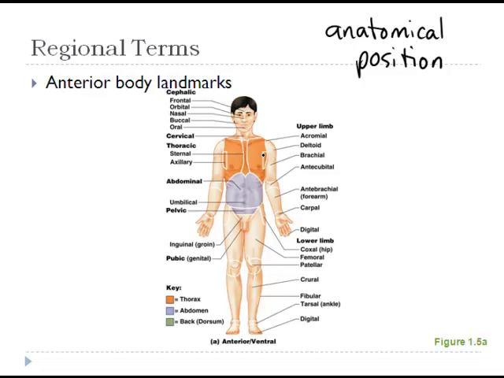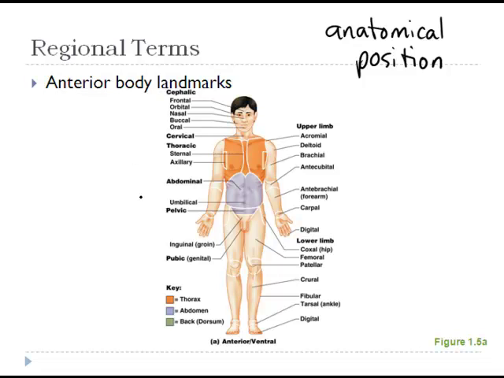The reason anatomical position is important is because all of the terms in anatomy refer to an individual in anatomical position. And when we talk about directional terms, that is also referring to anatomical position. Another thing to point out right now is the idea of right versus left.